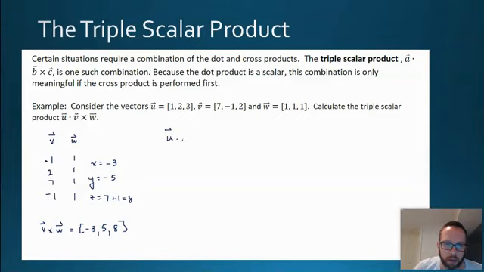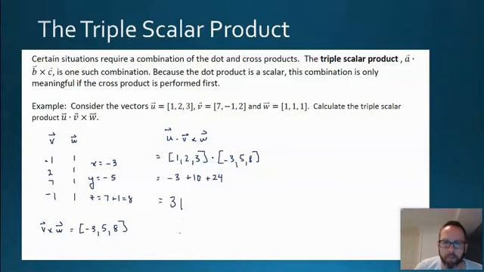Now we can do u dotted with v cross w, because this is the vector (1, 2, 3) dotted with our vector (-3, 5, 8). And this gives us -3 plus 10 plus 24, 34 minus 3, we get 31.